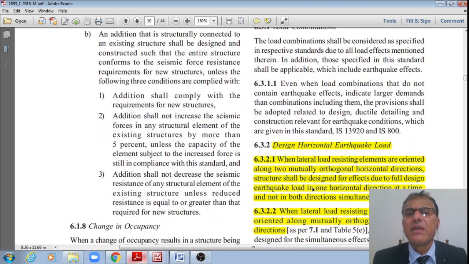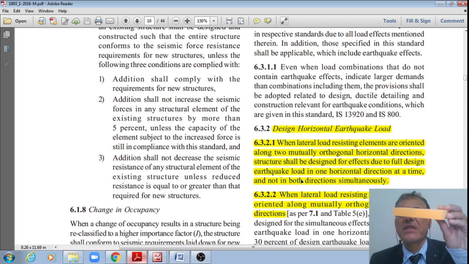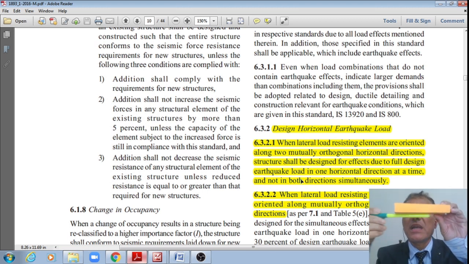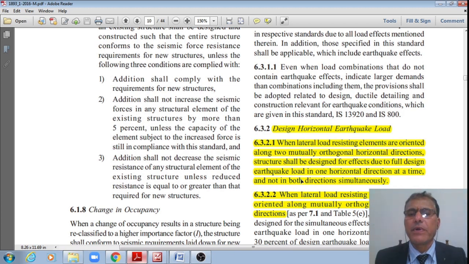Now the code says that for the design horizontal earthquake load, when lateral load resisting elements are oriented along the two mutually orthogonal horizontal directions, the structure shall be designed for effects due to full design earthquake load in one horizontal direction at a time. Like this, in the x direction as well as in the z direction, whereas the y direction is vertically upward. In one horizontal direction at a time, not in both directions simultaneously. You cannot consider them acting simultaneously in both directions.